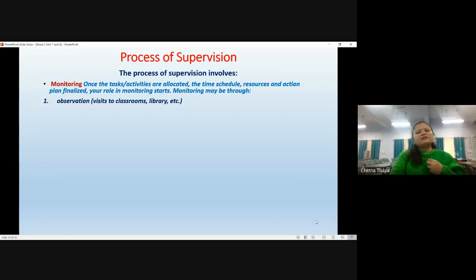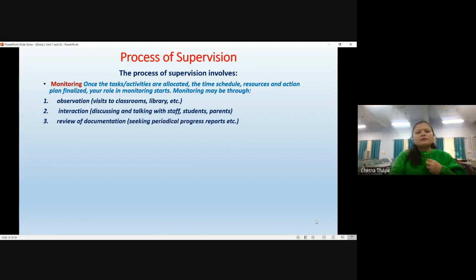You can frequently visit the classrooms or the libraries. If you have entrusted the task to your staff members of delivering the lectures or delivering the class teaching in the classroom, you can go and observe. You can pay a visit to the classroom. The second one might be you can have an interaction, you can have a discussion with your staff, the students, the parents.